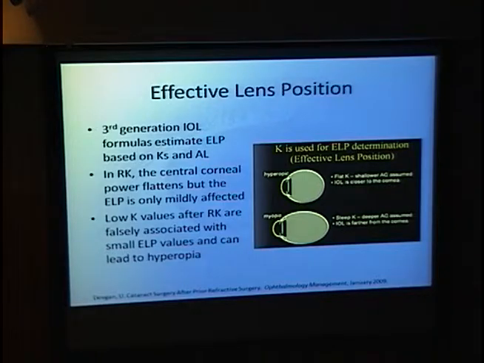The other major issue is the effective lens position. As I mentioned, the third generation formulas estimate effective lens position based on Ks and axial length. But in RK, the central corneal power flattens, but the effective lens position is only mildly affected. So you can see here, if someone has a short axial length and they have a flat cornea, the lens position is shallow. If you make the cornea even flatter, then the effective lens position will be assumed to be shallower with low K values.